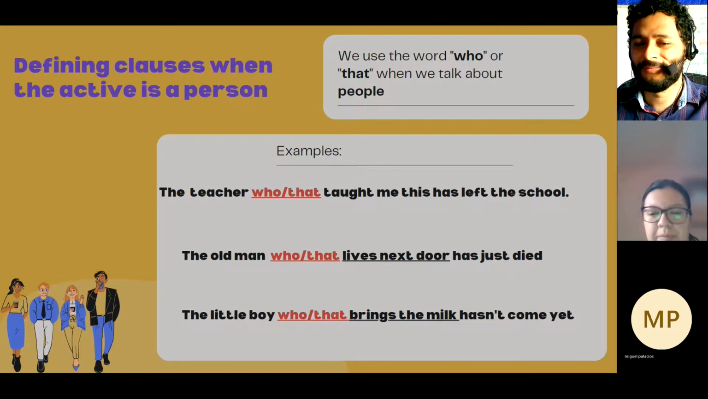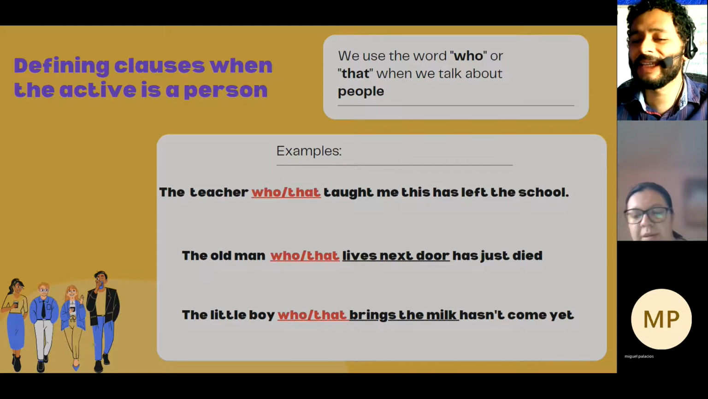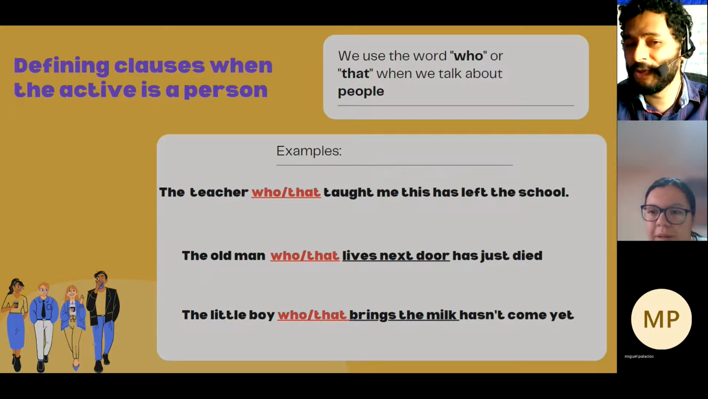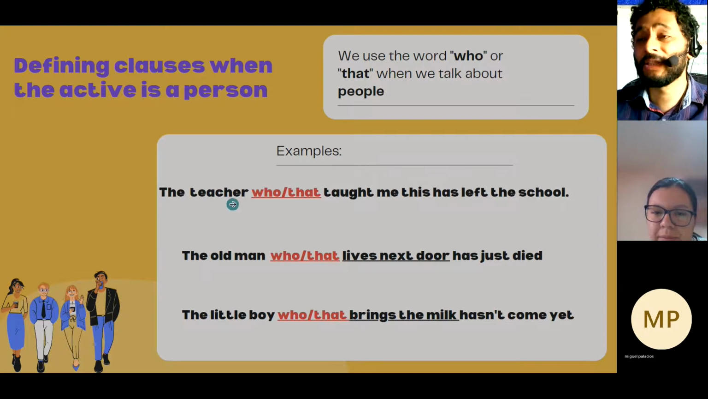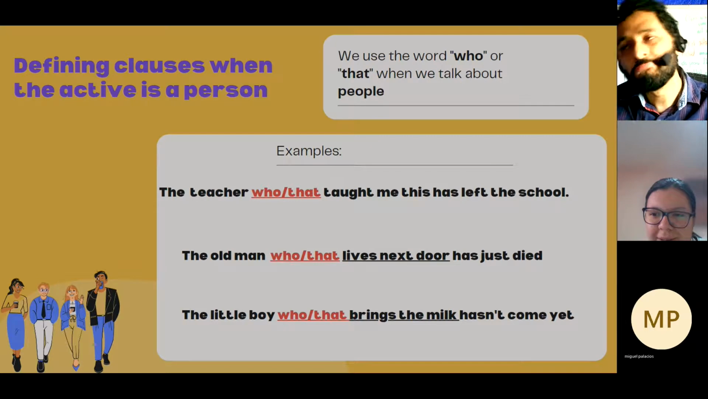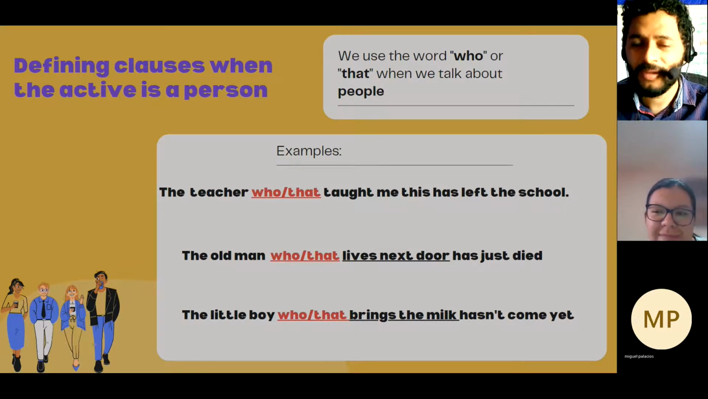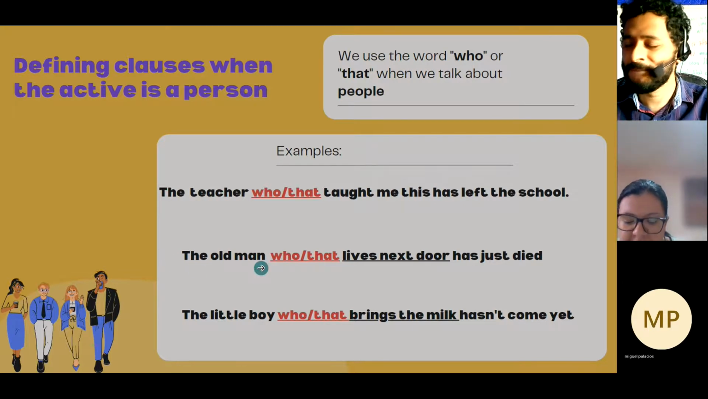Who means quién cuando haces preguntas, ¿no? Who's here? Ah, ¿quién está aquí? Who was running yesterday? Ah, ¿quién estaba corriendo ayer? Ahí es cuando who significa quién, pero aquí who es lo equivalente a decir el maestro que. Ahora, podrías decir el maestro quién me enseñó esto también, ¿no? Aunque es más raro, la verdad. Entonces, okay, so in the next one, how would you read the next one?